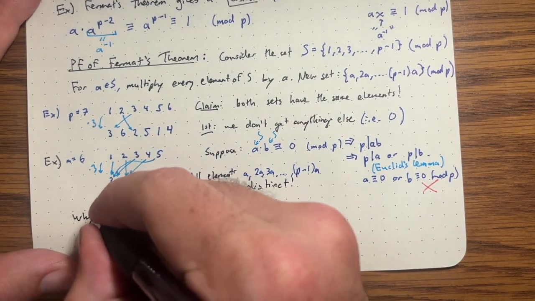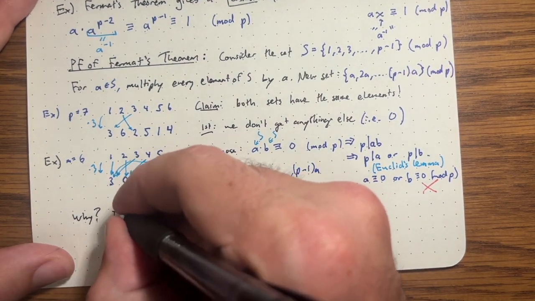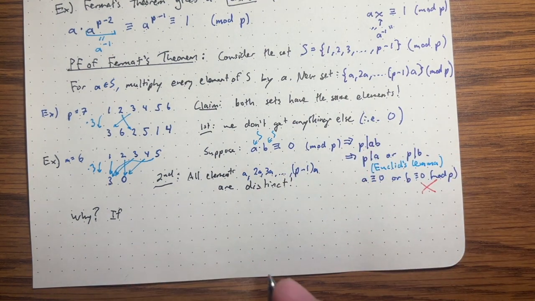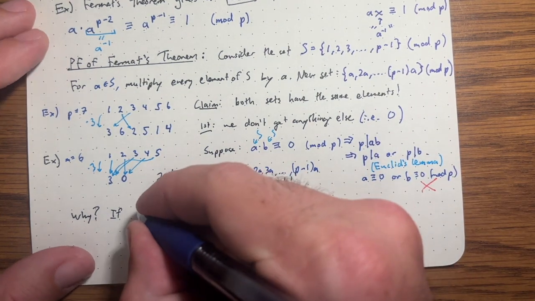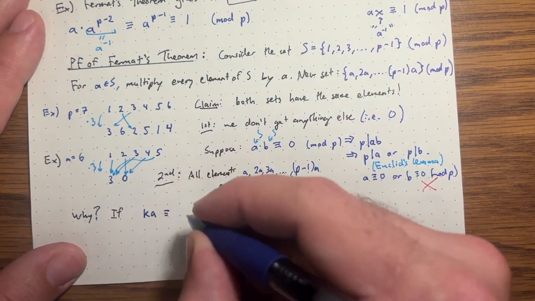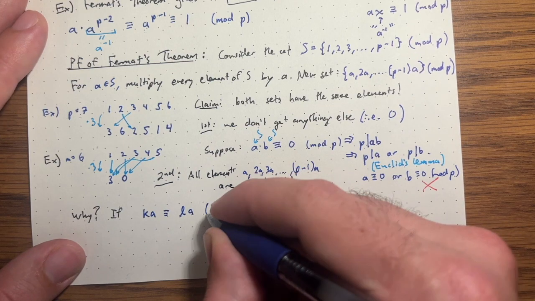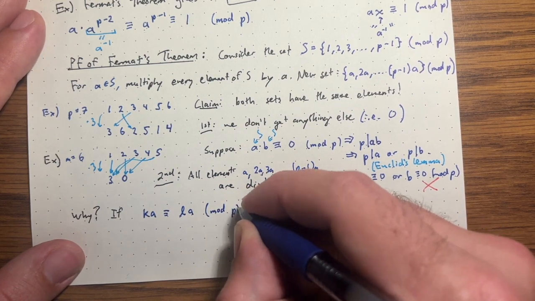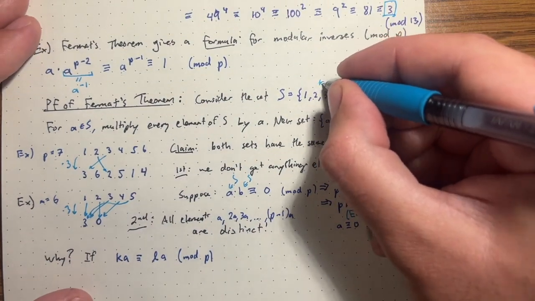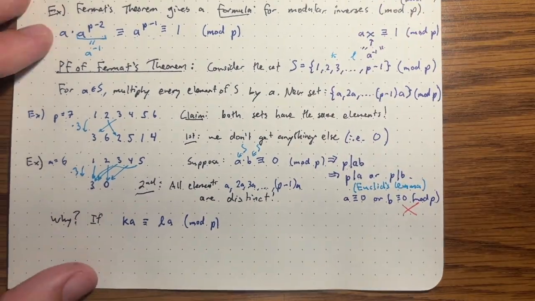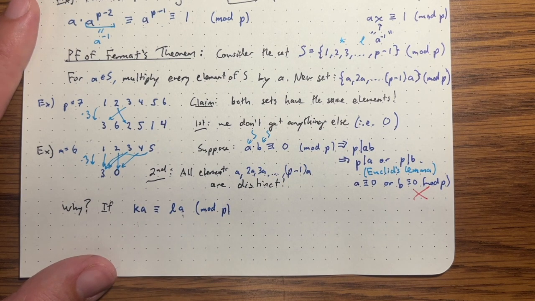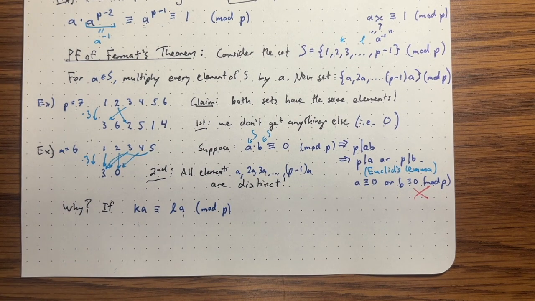And why is that? Well, let's suppose two of them are the same. Suppose I'm multiplying by A, so suppose KA is congruent to LA modulo P. Okay. What are K and L? They are any two elements in my set. Suppose when we multiply them by A, we actually end up with the same thing.